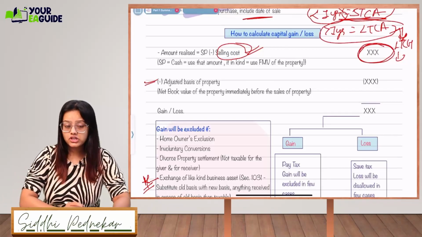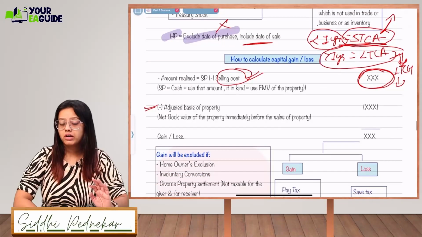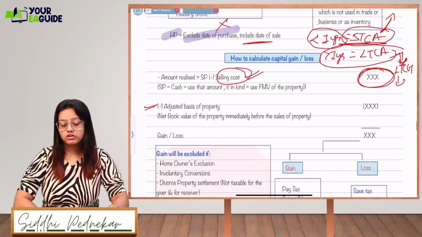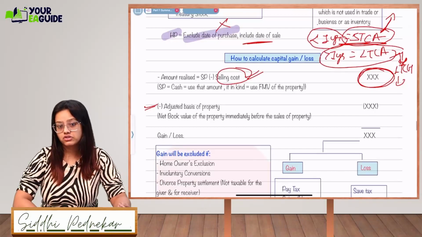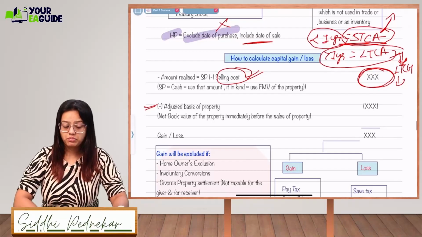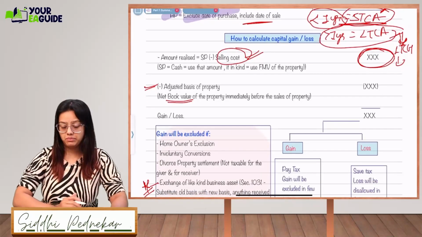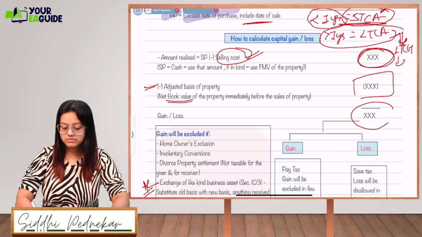What is the adjusted basis? Whatever property you have purchased, take the cost price, reduce any depreciation you have charged, and add any additions you have made. That is my adjusted basis of the property. I can also say it is the net book value of the property immediately before the sale. I'll reduce that much. This is my gain or loss.